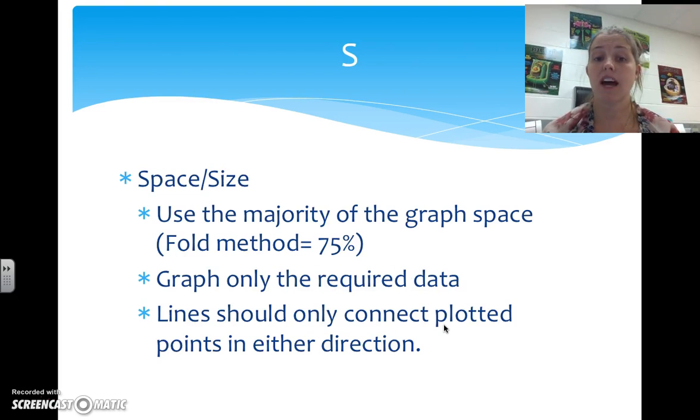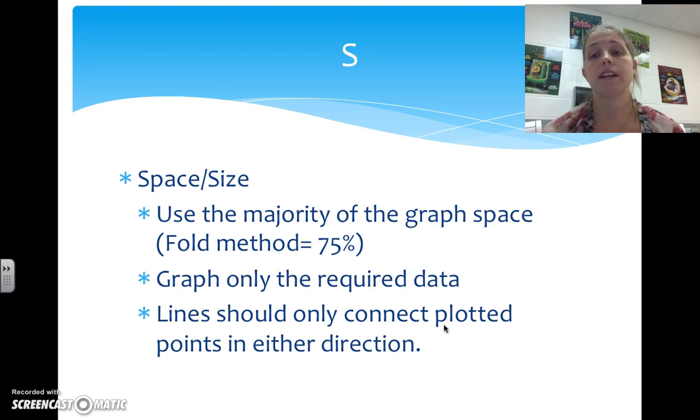S means space or size. This should use the majority of your graphing space. So if I give you a huge piece of graph paper, you need to be taking up 75% of it with your graph. None of these little tiny graph things. I don't know what those are, but I don't like them, and you shouldn't be using them.